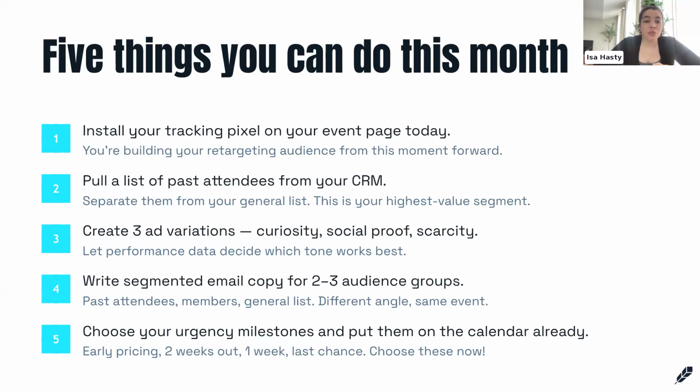And then choose some urgency milestones. So if you do have an event coming up in a few weeks or a few months, think through what are the milestones that I can use to drive urgency at different points in the process. So early bird pricing ending, right? If you have a special offer for members or for past attendees, right? Leverage that in the way that you're actually talking about the registration process and drive urgency that way.